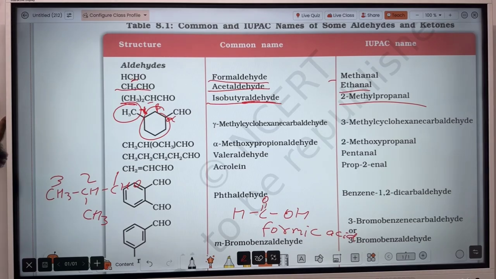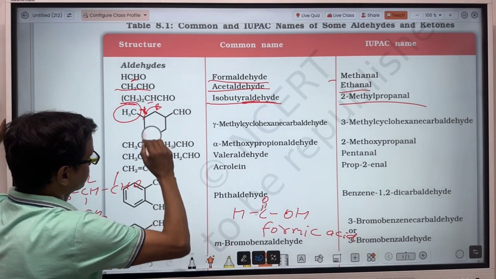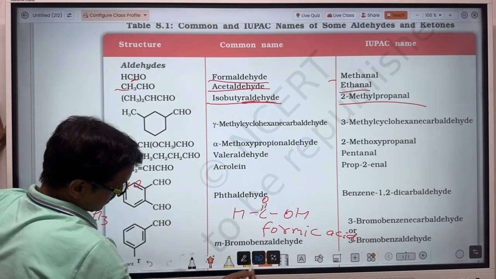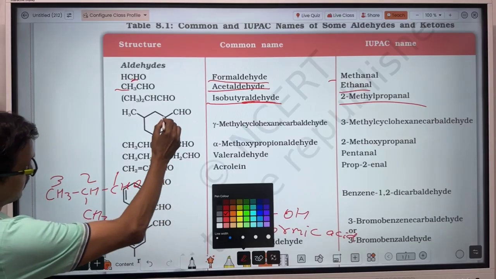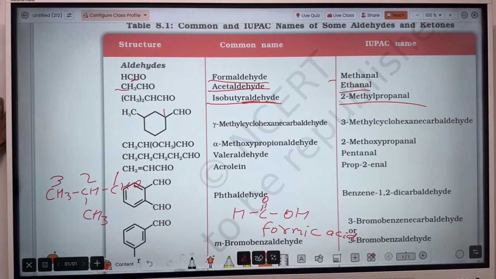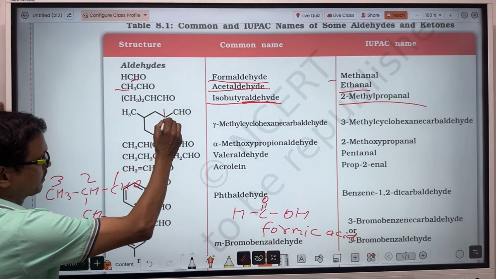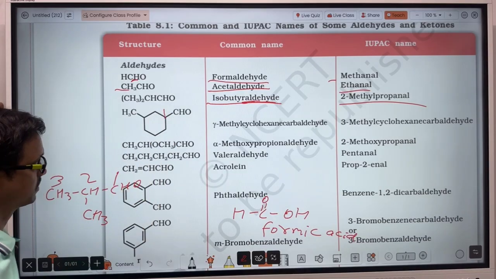Common name is that. And how to write an IUPAC name? During the IUPAC name, we write the first position. We give first position to the carbon atom of the cyclic group which is bonded to the functional group. So that's why this CHO is bonded to this carbon, so this carbon will get first position.